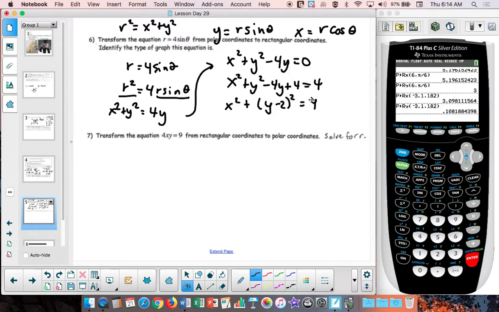This should look familiar now. If you got it from here, that's fine, but really you should be able to get to this point and practice this because we will be getting into this. But x squared plus y minus 2 squared, this is a circle. So it's a circle with a center at 0, positive 2, and then a radius of square root of 2. Okay? Which is kind of cool.